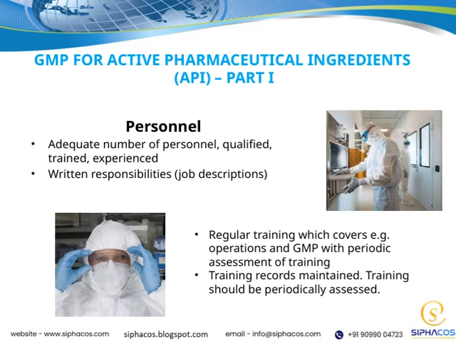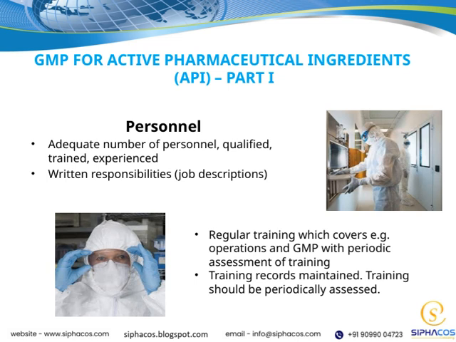Now, let's talk about the importance of regular training. It's essential that our personnel undergo ongoing training that covers key areas like operations and good manufacturing practice, or GMP. This training shouldn't be a one-time event. It needs to be periodic, with assessments to ensure understanding and compliance. Keeping thorough training records is crucial because it provides documented proof that our staff is properly trained and that their skills are up to date.